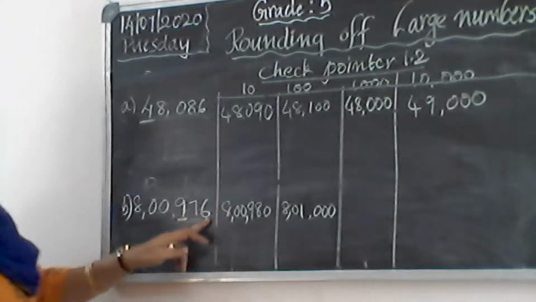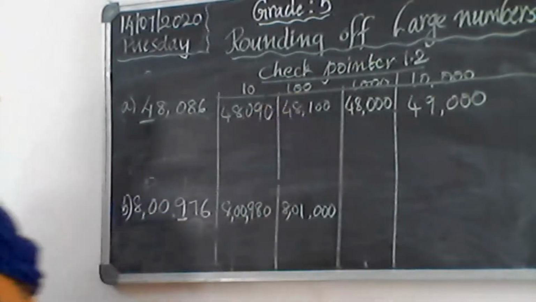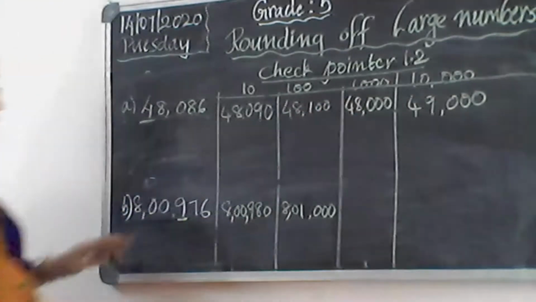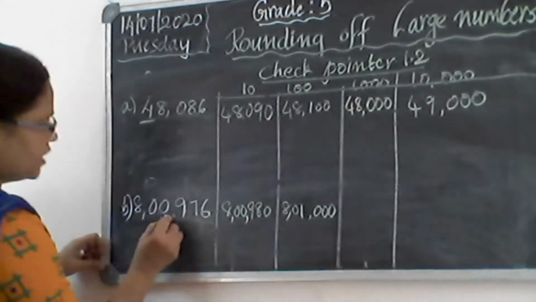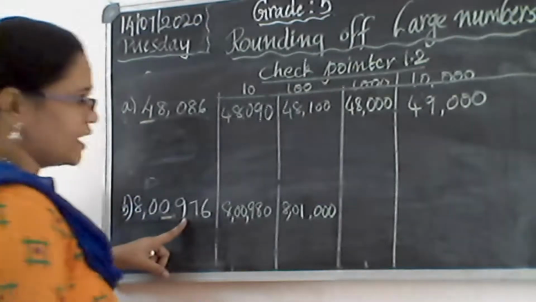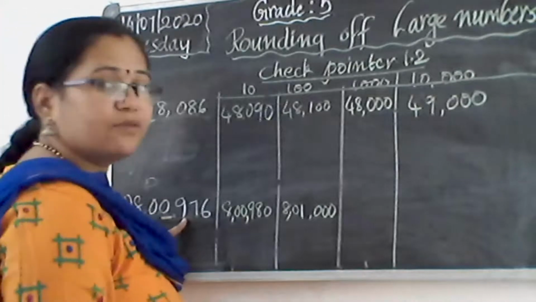So 976 rounded off to nearest 100 is 1000. Now let us go to the 1000 digit. Take out this, and here we are. The underlined digit is 0. Ahead is 9. It is greater than 5.